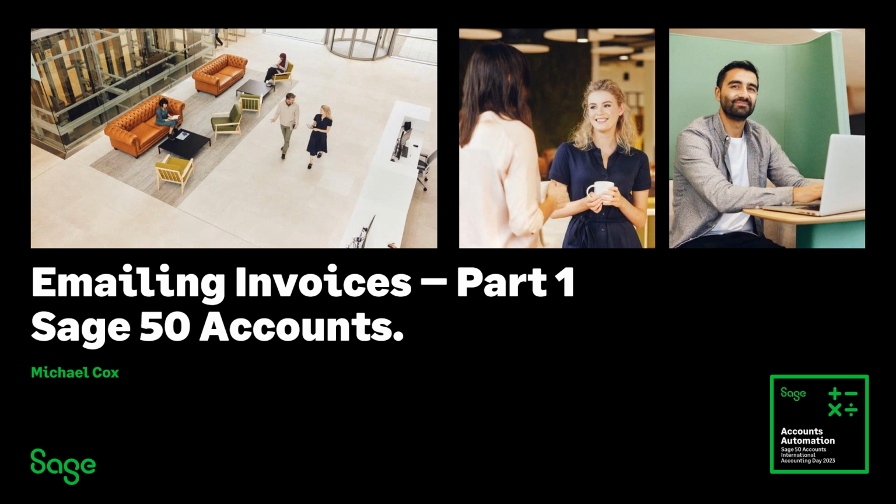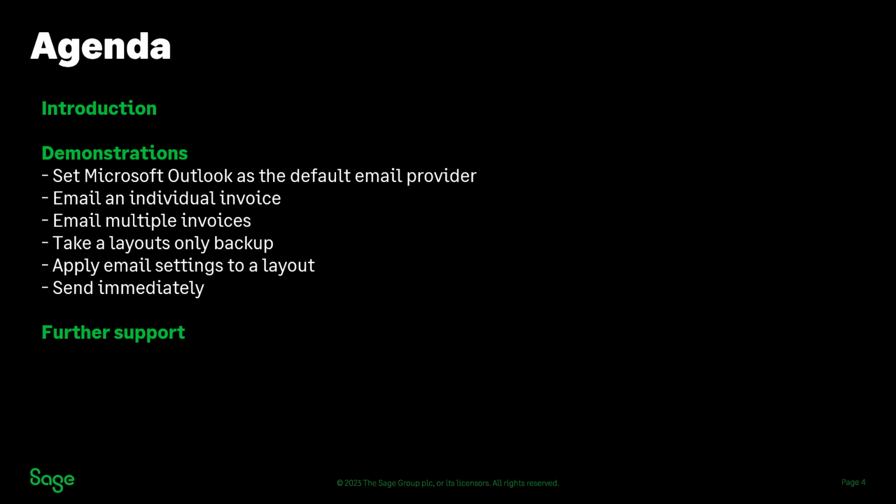Right, we're looking at emailing invoices from Sage 50. So we're going to start with the very basics. A little bit of background first of all, a little bit of an introduction to the topic. And then we're going to run through a series of demonstrations. I'll provide a little bit of information about setting Microsoft Outlook as the default email provider. We'll look at emailing an individual invoice. There's a couple of ways you can do that. Emailing multiple invoices simultaneously can be a big time saver.